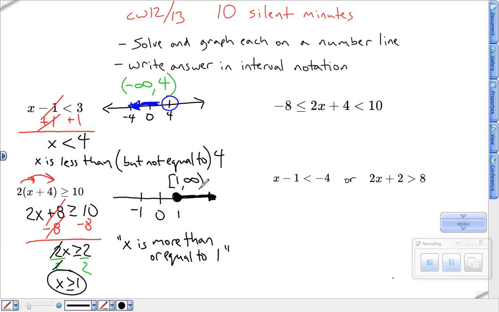That would be a solid circle on 1 because it's included. Arrow going off to the right, more than's to the right, less than's to the left. Interval notation would be a square bracket on that 1 to positive infinity with a rounded bracket to the right. I'm going to do the next two. Hopefully my sound will keep working.